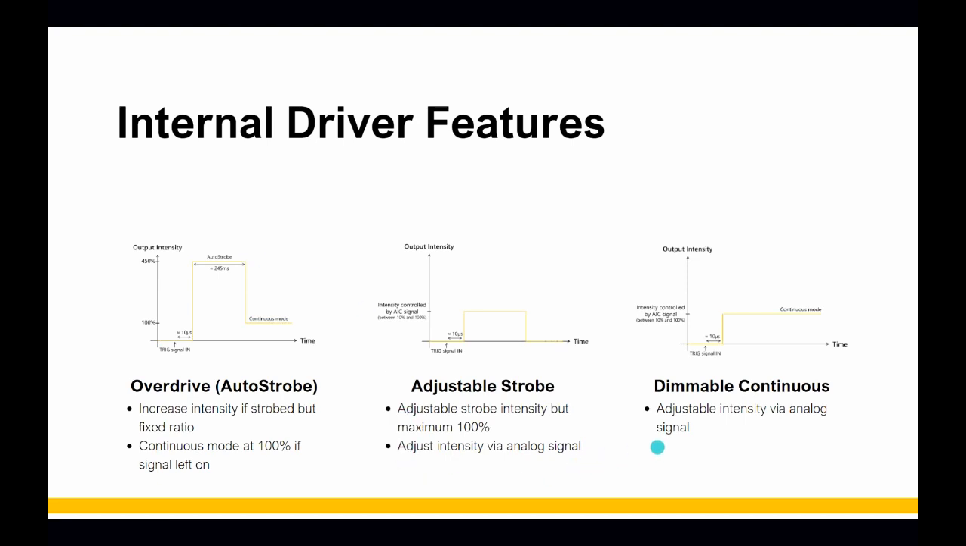You also have the adjustable strobe, and this is where you're strobing the light, but you're not necessarily at 100% intensity, and you can adjust that intensity via an analog signal. And then there's dimmable continuous as well, which is where the light is in continuous mode, it's on, but you can again adjust the intensity via an analog signal. So for the FE-Lux lights, they have different dedicated drivers. You can have one light that just has dimmable continuous, one that just has auto strobe, or you can have all of this built into one with the multi-mode driver if you don't want to pick and you just want all of your options.